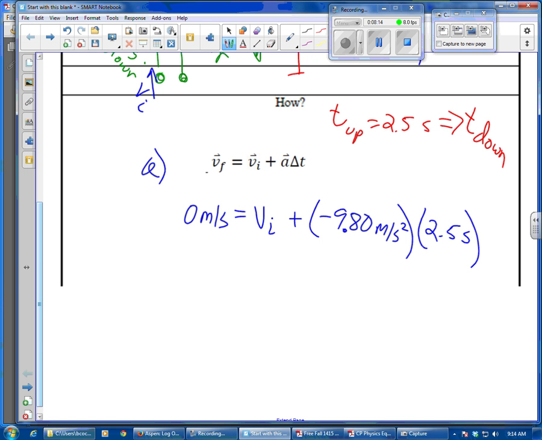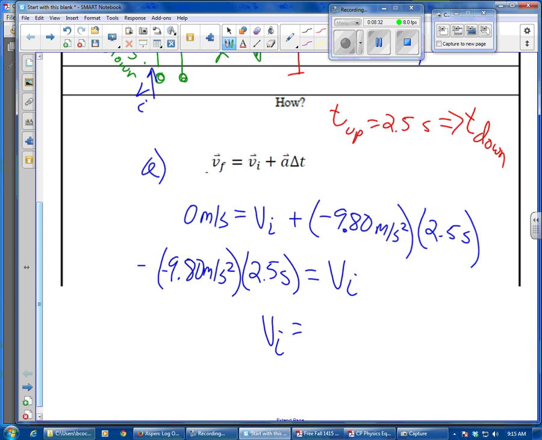I need to get VI by itself, so I'm going to bring this stuff over to the other side and have negative 9.80 meters per second squared times 2.5 seconds equals VI. And then I get VI equals, what's negative times negative? Hey, cool, I'm going to get a positive answer. Didn't I say VI should be positive? Yay! So I probably did it right then. And I get 24.5 meters per second.